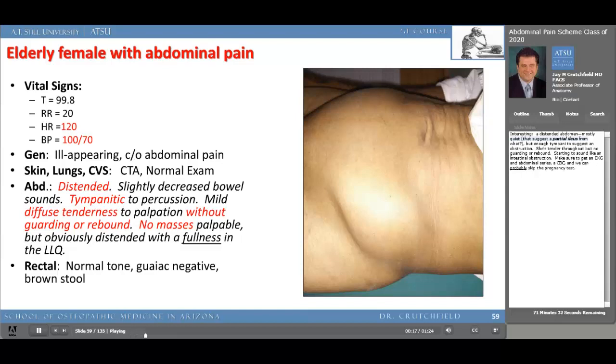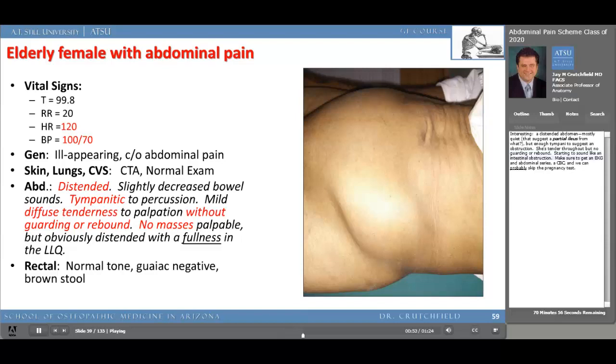Interestingly, a distended abdomen that's mostly quiet, but enough tympany to suggest an obstruction. She could have an ileus from electrolyte abnormalities. She could have an obstruction. She could have had a vascular event because she's generally tender, but she has no guarding or rebound. This could be an intestinal obstruction, or it could be a vascular event. So let's get an EKG, an abdominal series, and a CBC. And it's safe to say that we can skip the pregnancy test.